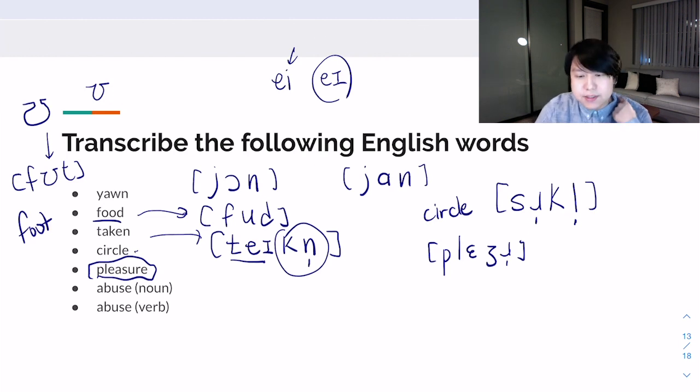Okay, abuse is a noun. Sorry. There are two pronunciations for this word. Abuse is a verb: I abused someone, I'm abused by someone. And that act is called an abuse. You don't say this is an abuse with the verb form. So when you say abuse as a noun, it should be two syllables.